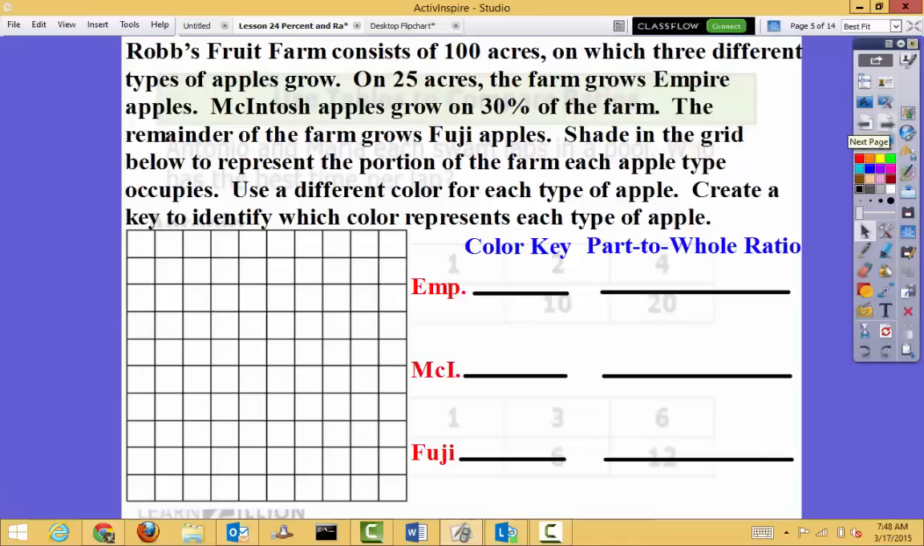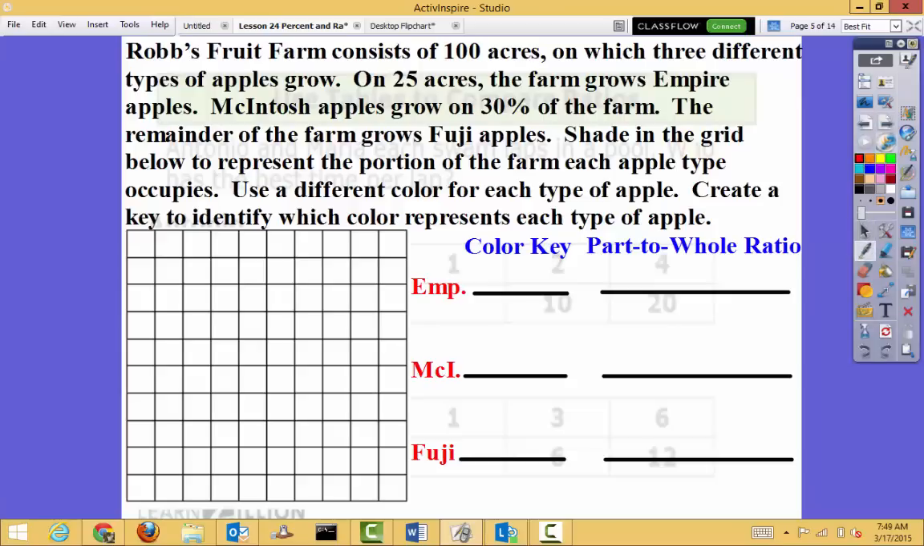All right, so let's continue on. So let's look at this problem. Rob's fruit farm consists of 100 acres on which 3 different types of apples grow. On 25 of the acres, the farm grows Empire apples. Macintosh apples grow on 30% of the farm. The remainder of the farm grows Fuji apples. Shade the grid below to represent the portion of the farm each type of apple occupies. Use a different color for each type of apple. Create a key to identify which color represents which type of apple.